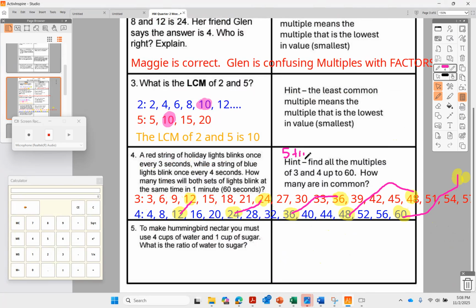This is really tricky. Times. Okay, so 5 times is how many times they will blink in common.